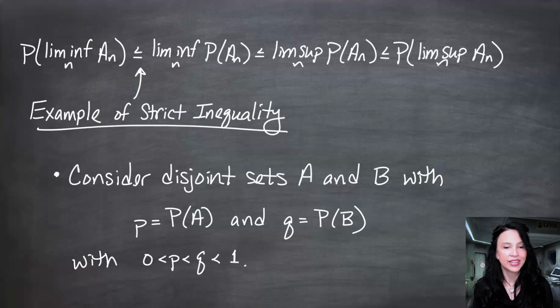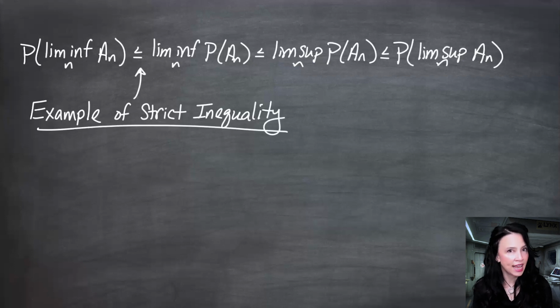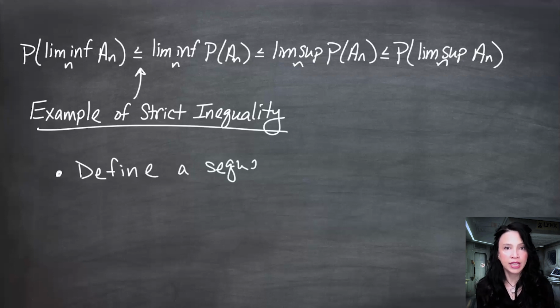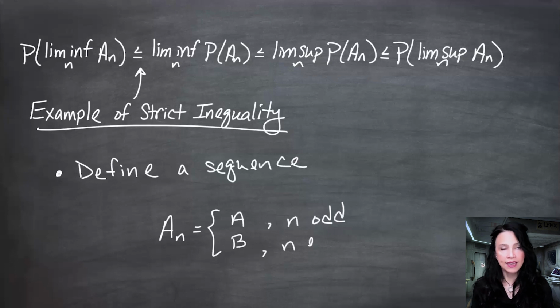I don't have a sequence though yet, so I'm going to define a sequence AN to be alternating A and B. AN is going to be the set A if n is odd, and the set B if n is even. Remember, these sets are disjoint. They both have positive probability measures.